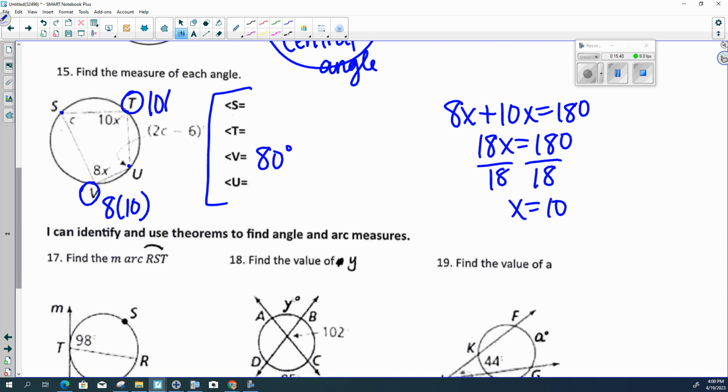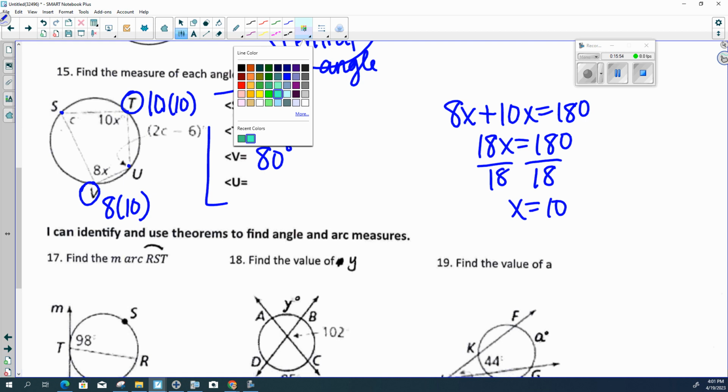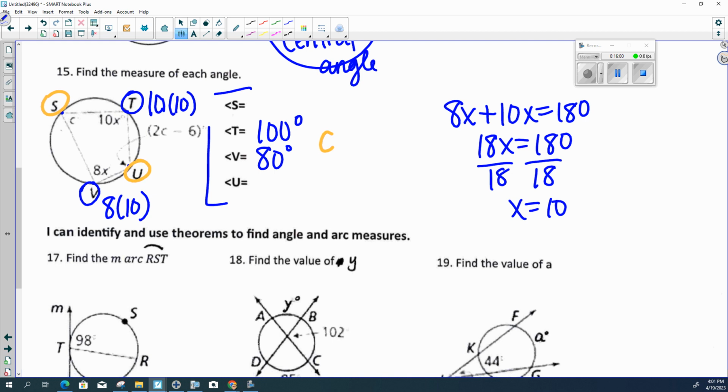T is 10 times 10, which is 100 degrees. Okay, now I've got another variable here, C, and the opposite angle of S is U. So again, they're not equal, they're supplementary.